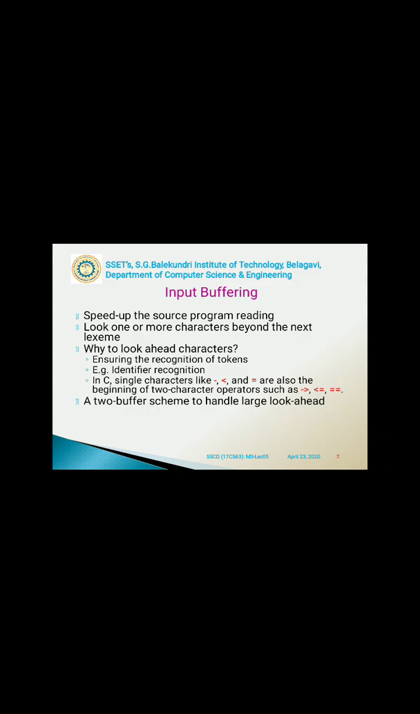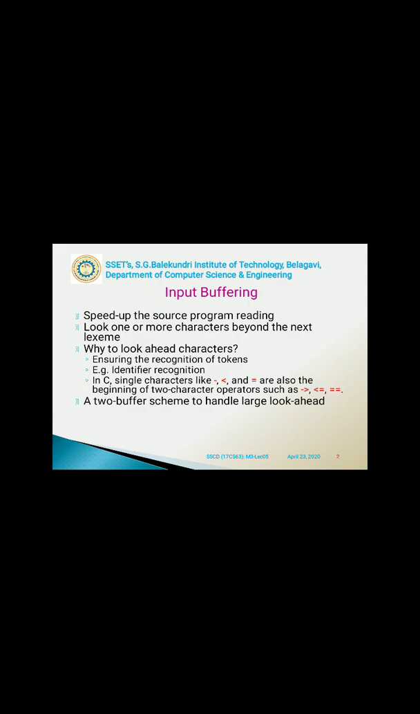Now, why do you have to look ahead at characters? It means that already your lexical analyzer is going to recognize that it is a particular lexeme. Is it still required to look ahead some characters? Yes, you have to look ahead one or more characters before finally concluding that it is a particular token. You have to ensure that you have properly recognized the respective token.